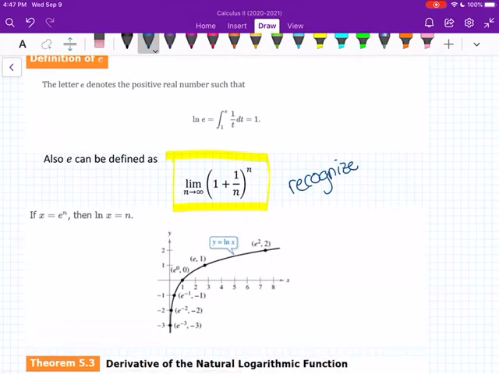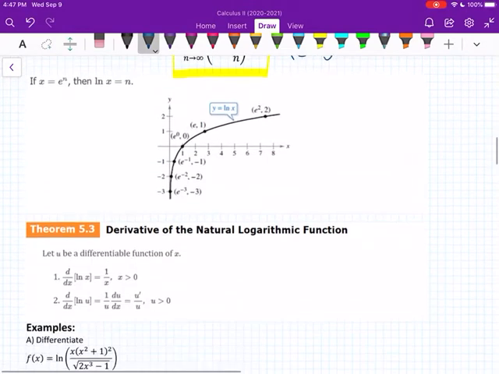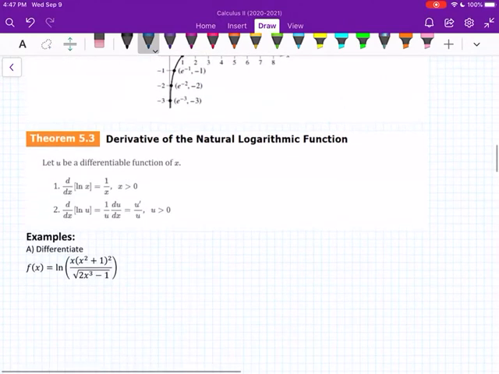And so remember that the exponential function e to the x and the natural log of x are going to be inverse functions of each other. Okay, here are some formulas you might want to write down.